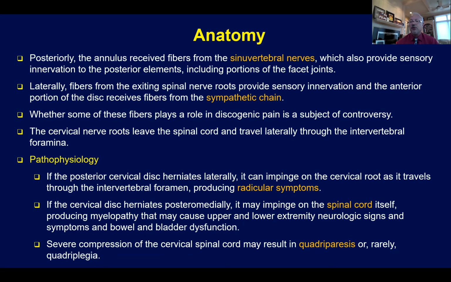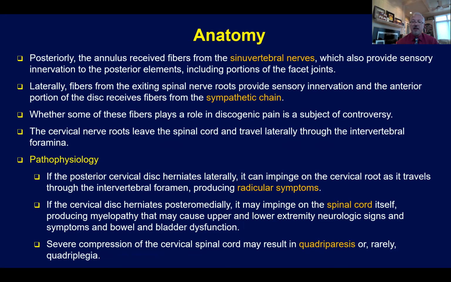Now we could conclude or hypothesize that these are the nerves responsible for discogenic pain, but we really don't know that to be true. We know that the cervical nerve roots do leave the spinal cord and travel laterally through the intervertebral foramina. If the disc herniates or is protruding posteriorly or laterally, it can impinge on these cervical nerve roots, the traversing nerve roots, and can produce a radicular symptom or a radiculopathy. If the disc herniates posteromedially, it may impinge on the spinal cord itself.